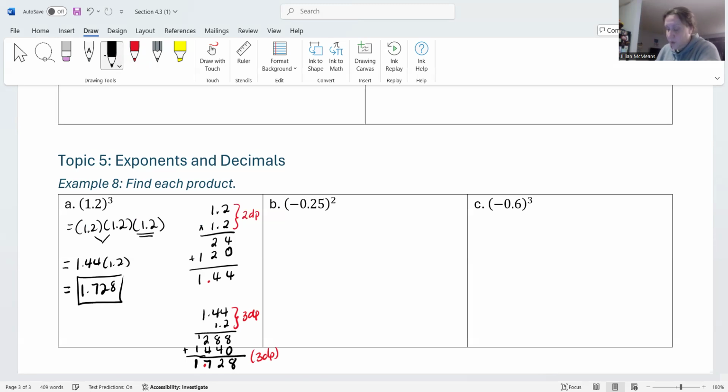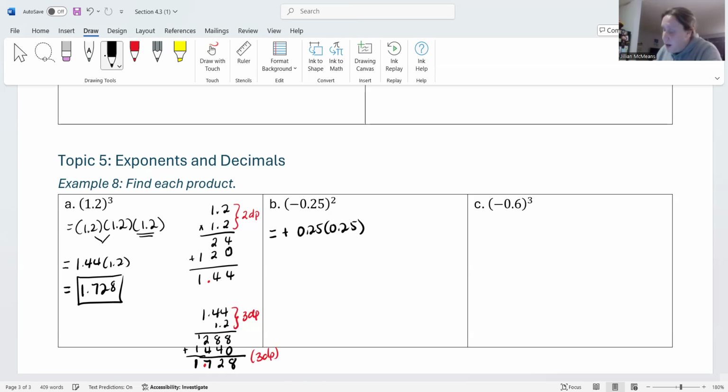Okay? Now, part B, we have negative 0.25 squared, and we have to remember some rules when the base is negative. So when the base is negative and in parentheses, the exponent tells us if we're going to have a positive or a negative product. So even exponents equal positive products, odd exponents, negative products. So this is going to equal positive 0.25 times 0.25.